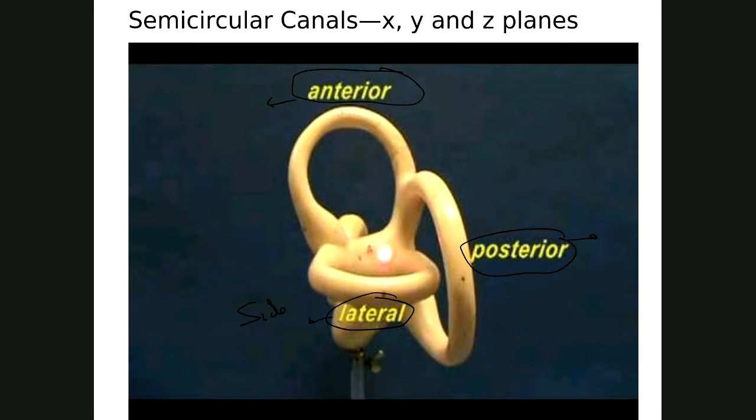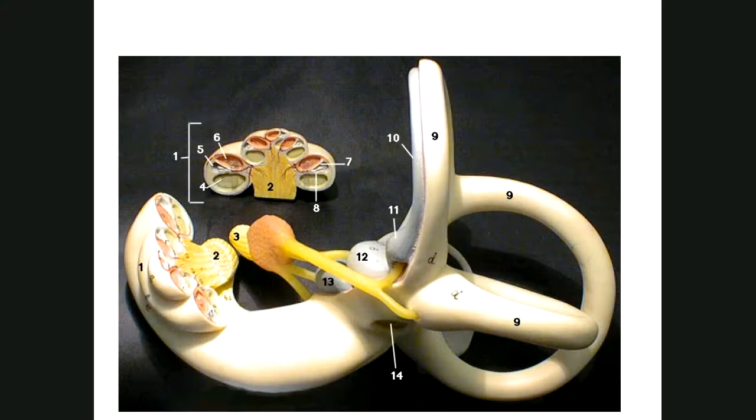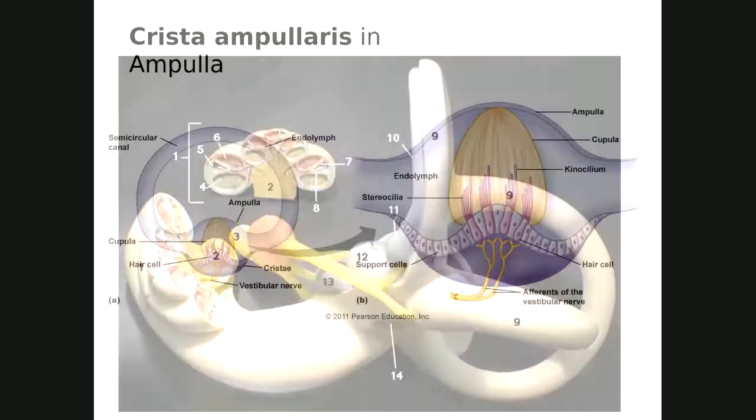Every single one of these, all 3 of them, has an ampulla. And inside that ampulla is where that little organ is, the crista. And again, the crista has a hat, the cupula, and then it has hair cells. So, again, there's the ampulla. And here's what it looks like.